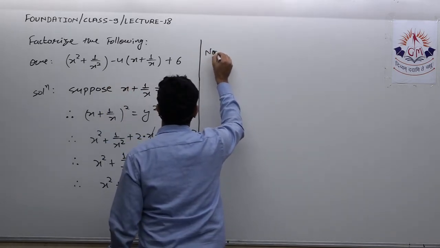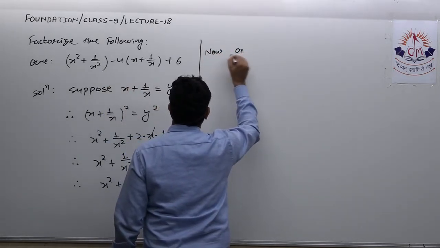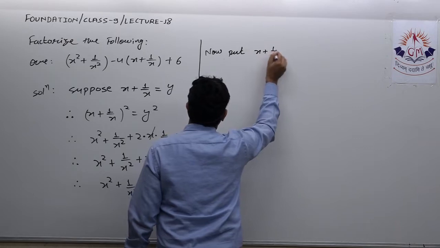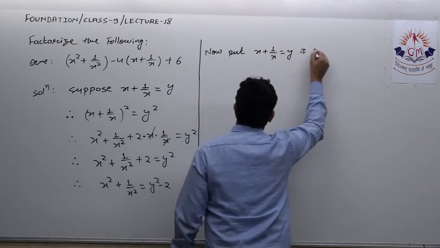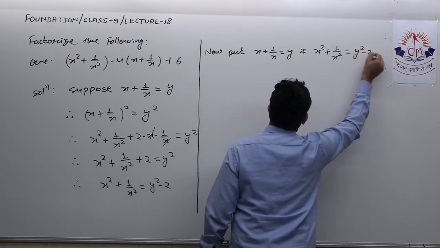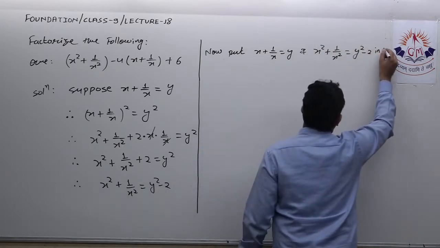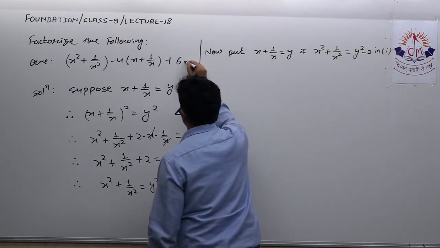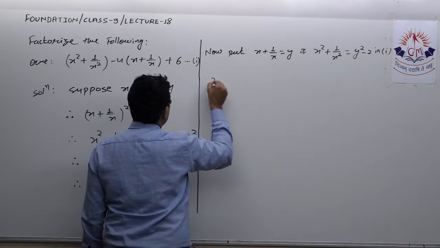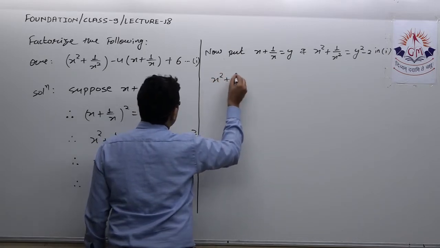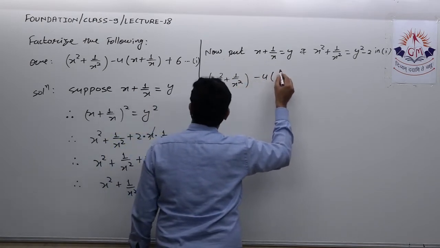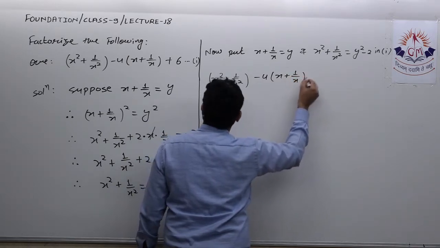Okay, so now put x plus 1 upon x is equal to y, and x square plus 1 upon x square is equal to y square minus 2 in the first. For a while I'm considering this as the first equation or first statement. So here I'll get x square plus 1 upon x square minus 4 times x plus 1 upon x plus 6.